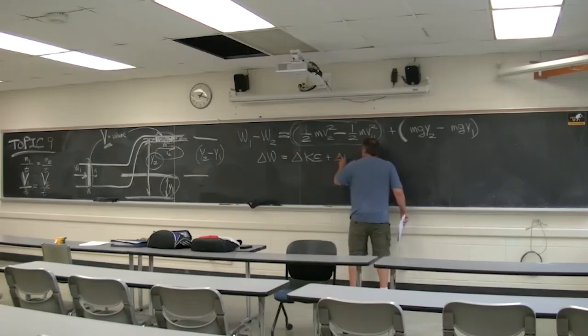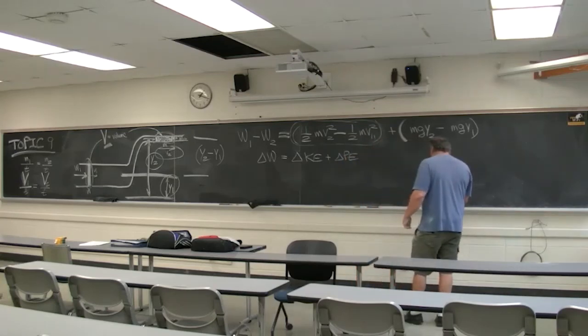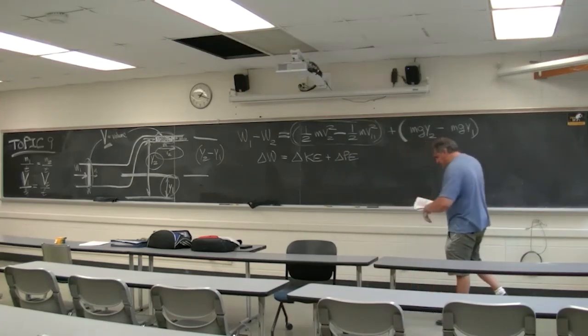Plus delta PE. Now, for a given delta W equals a constant, then an increase in KE implies a decrease in PE. And an increase in PE conversely means a decrease in KE.